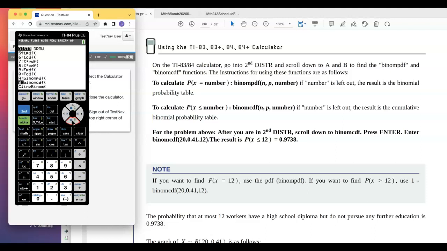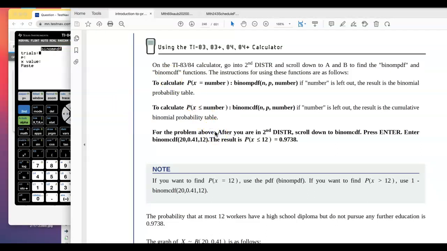So if we're doing equal, we're going to do binomial PDF, which is this one. What you do is you just scroll down and hit enter, and then you put in N, P, and X, and then it pastes it into the thing. If it doesn't show that, if it just shows binomial PDF, then you type in N, P, and X basically in there afterwards. All right, so let's do a problem.